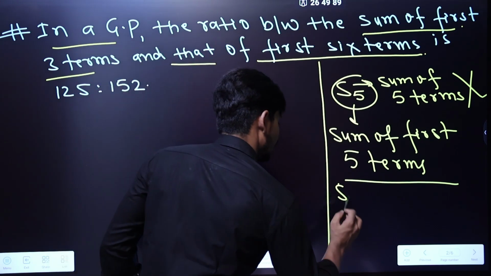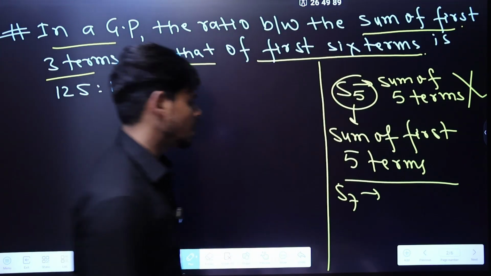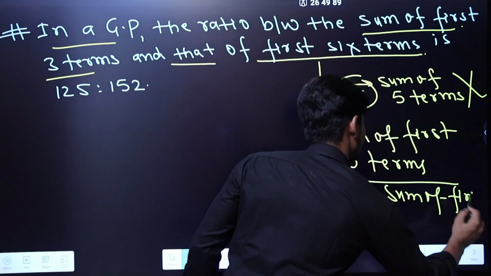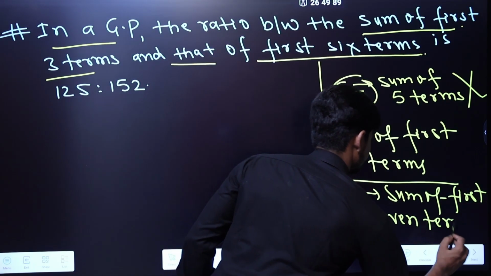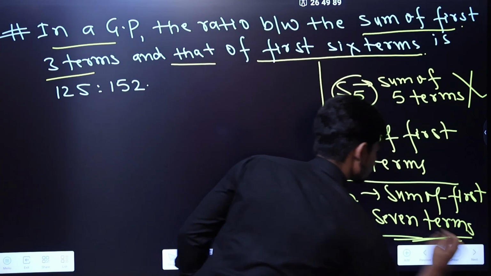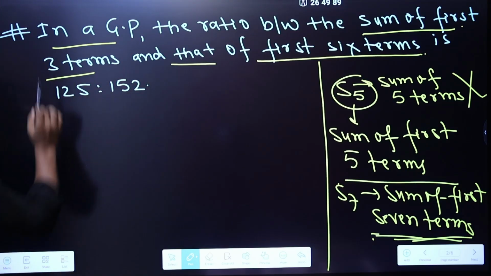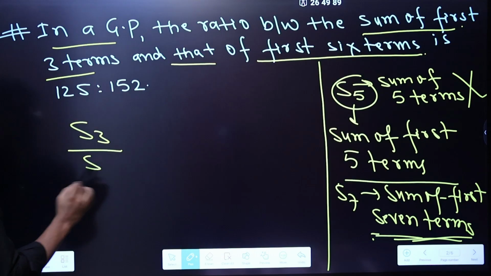If I ask you what S7 means, then you will say sum of the first 7 terms. Remember it. Got it? Okay. Now let's come to the question. We are given the sum of the first 3 terms, which is S3, and that of the first 6 terms, which is S6.